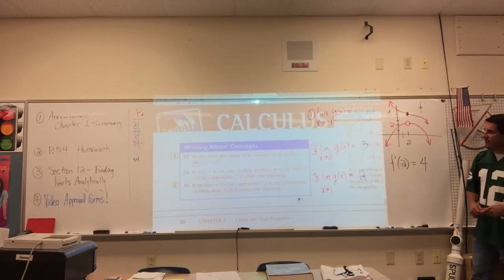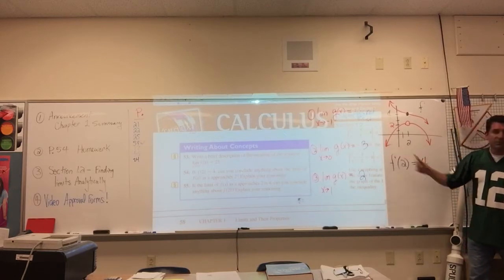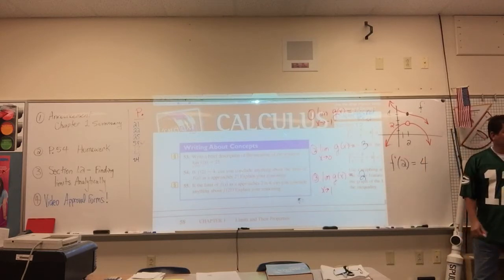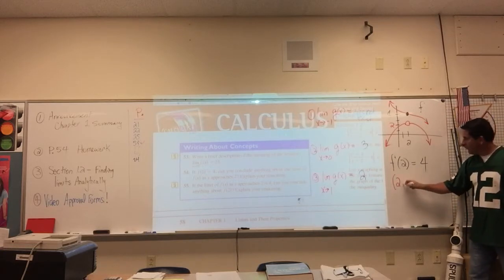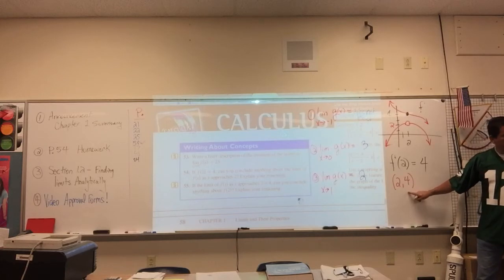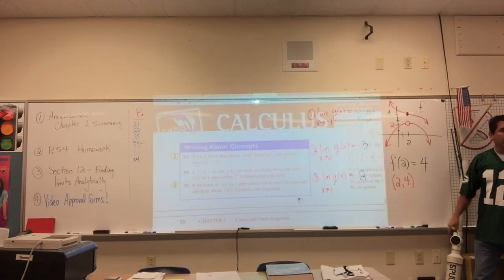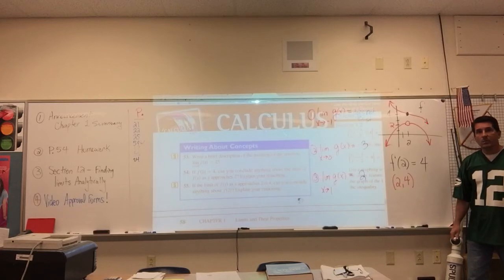You can say something along the lines of that f of 2 equals 4 is a point. It has the coordinates (2, 4). And we know nothing about f of x as x is approaching 2 from either the left or the right side. Oh, this is kind of on the homework, but I forgot to put it up.